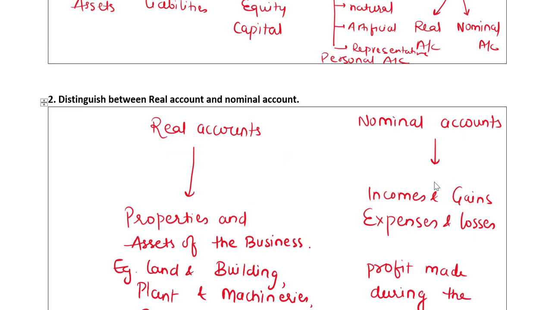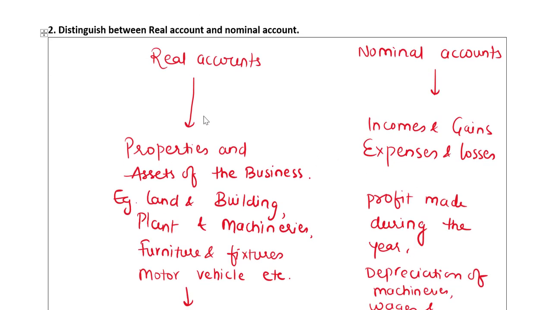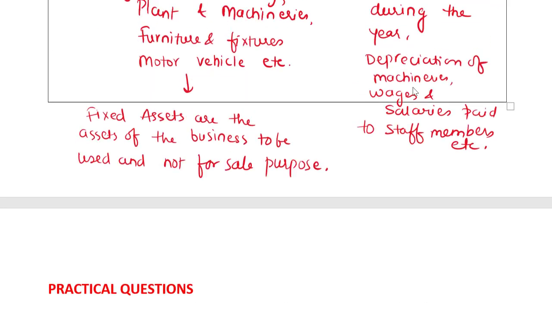If you want, you can also write the golden rule of accounts of real account over here and nominal account over here. The golden rule of real account is debit what comes in, credit what goes out, and nominal account is debit all expenses and losses, credit all incomes and gains. If you want, you can put it over here.